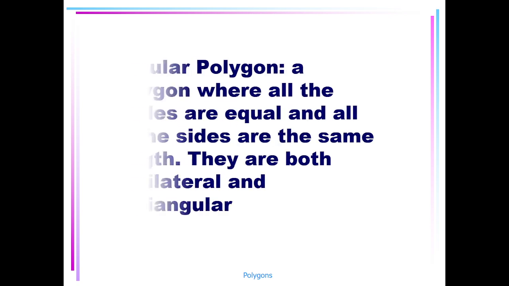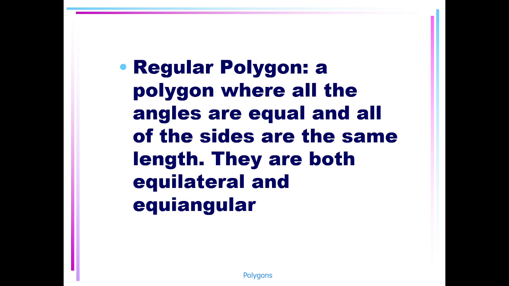And how about regular polygon, which is also a main subtopic under this lesson on polygons. So regular polygon, take note of this. Regular polygon is a polygon in which all the angles are equal and all of the sides are also equal, or all the sides are the same length. So a regular polygon is both an equilateral and equiangular polygon.